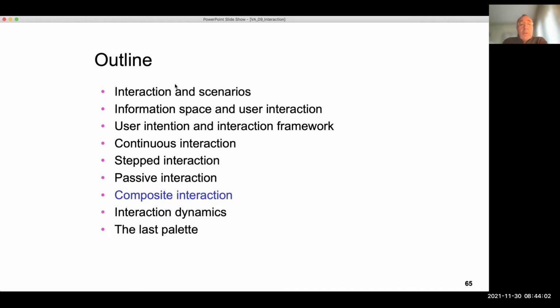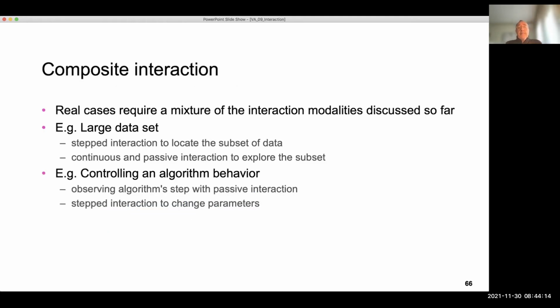And of course, all this kind of interaction that I discussed till now is not enough. They might be compounded together to accomplish complex tasks. So you need a mixture of interaction. For instance, you are dealing with a large data set. You can have a stepped interaction to locate the portion of the data you want to explore. And after, you can have continuous and passive interaction to explore the subset.